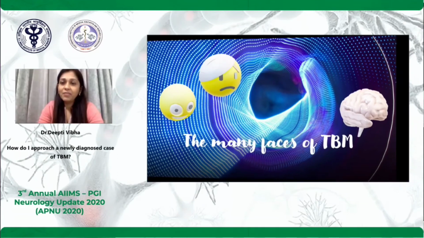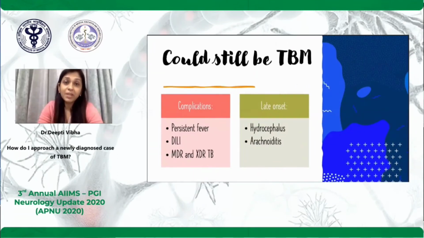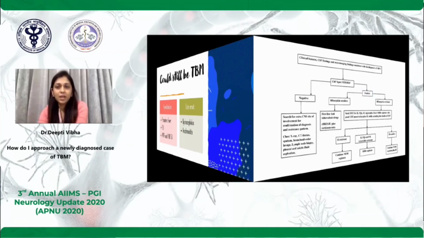So there are many phases of TBM. It could still be TBM. A lot of times we think so when there is persistent fever, drug-induced liver injury, or multi-drug resistant tuberculosis. Those are the known complications of TBM. So even if the patients are not getting well and smiling at you after 1 month, you could still be dealing with TBM. Even if it is TBM, you can deal with other complications, like hydrocephalus and arachnoiditis.